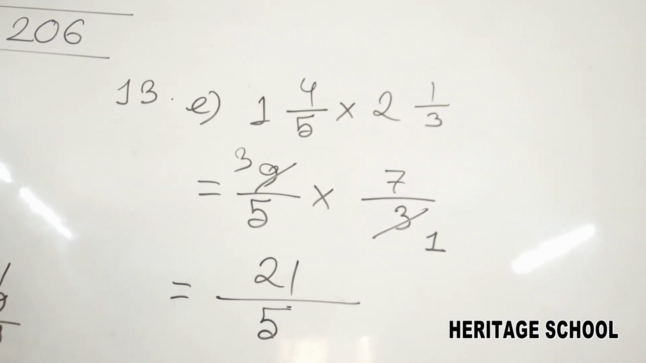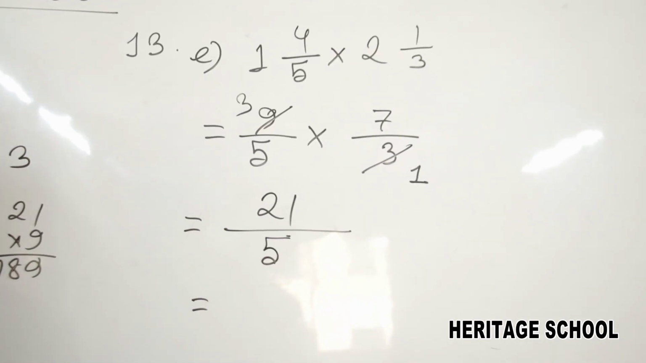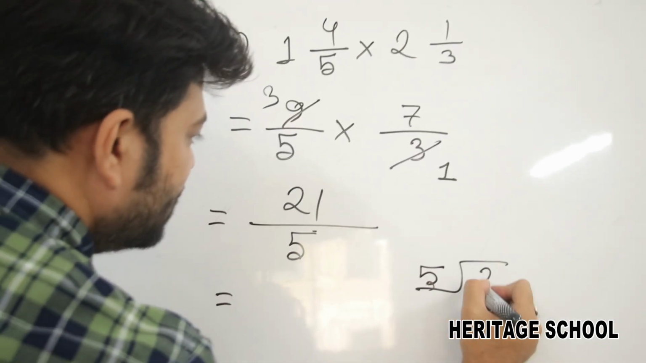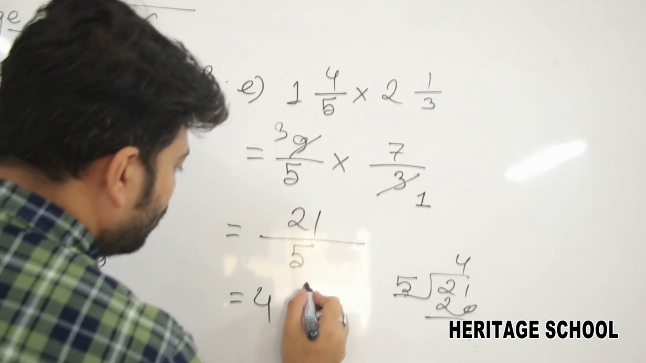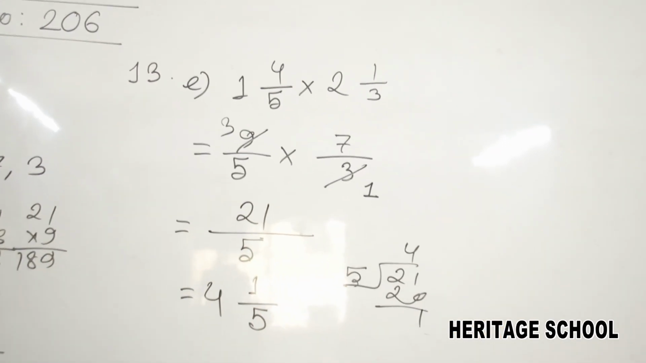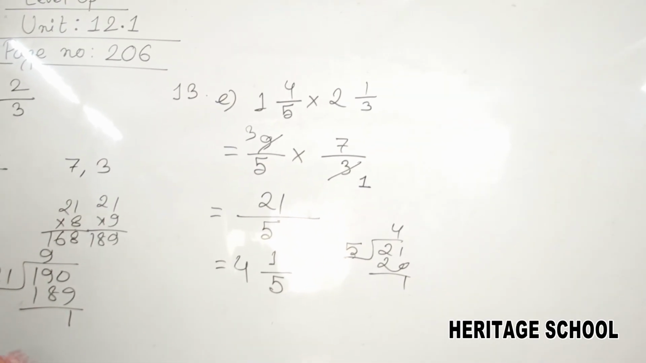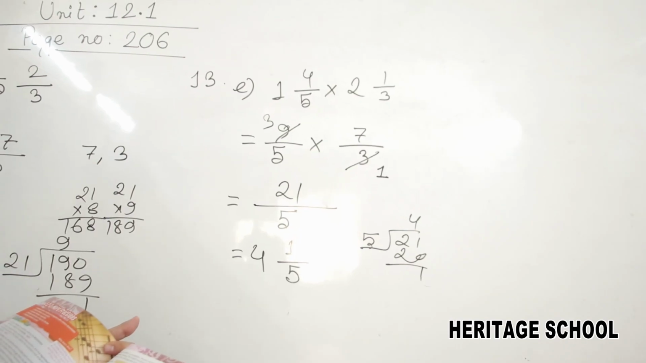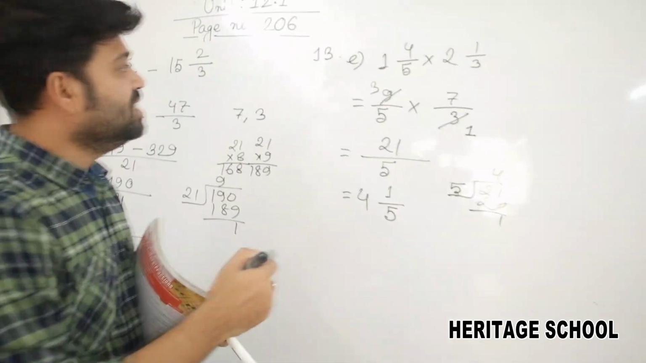So we got an improper number. That's why we have to convert this improper to a mixed fraction. So 5 divided by 21, 5 fours are 20. The answer is 4 whole 1 by 5. Very easy. These are from number 13, and I am solving number 14D.